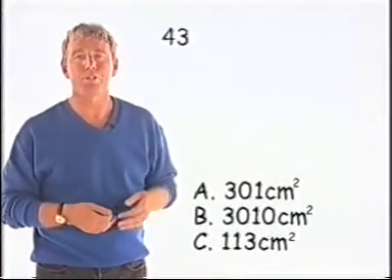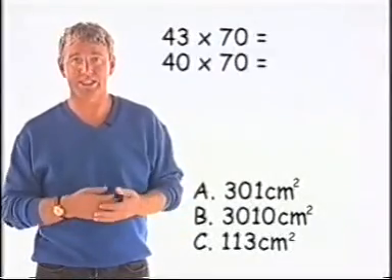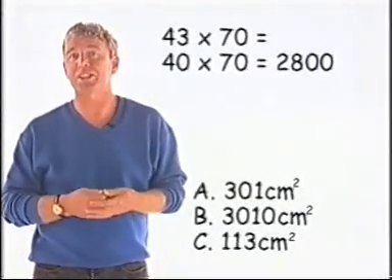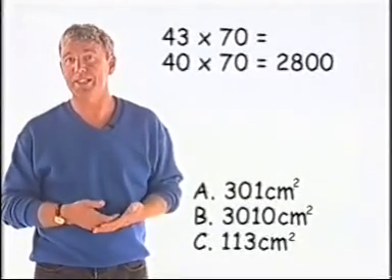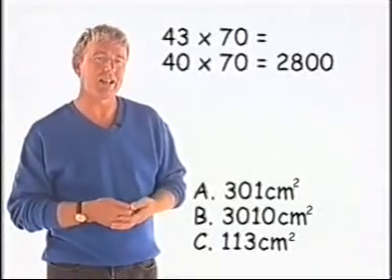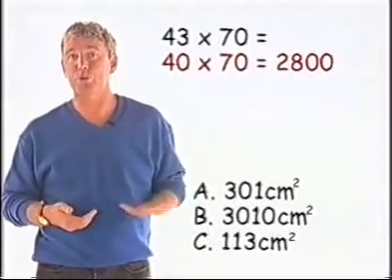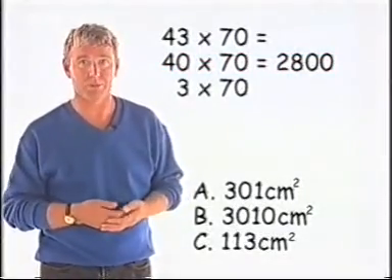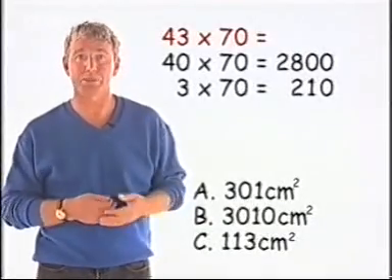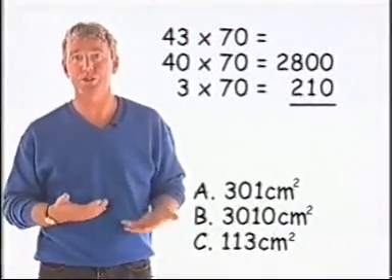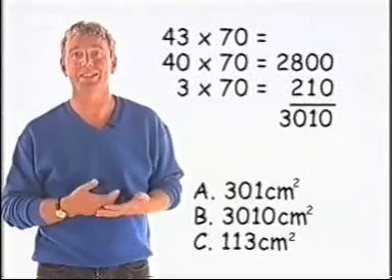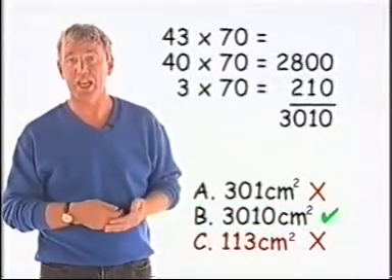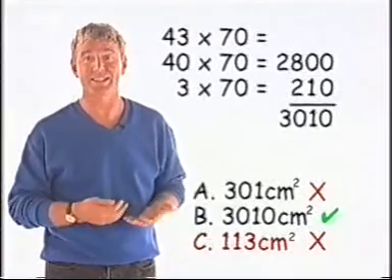First, make an estimate. 43 times 70 is roughly 40 times 70. 4 times 7 is 28, so 40 times 70 is 2,800. So that's the estimate, and already we can see which answer is right. Let's now find out the precise answer. All we have to do now is multiply 3 times 70, which is 210. So 43 times 70 is 2,800 plus 210, which is 3,010 centimetres squared. Answer B. If you got 113 centimetres squared, answer C, you added 70 and 43 together instead of multiplying.